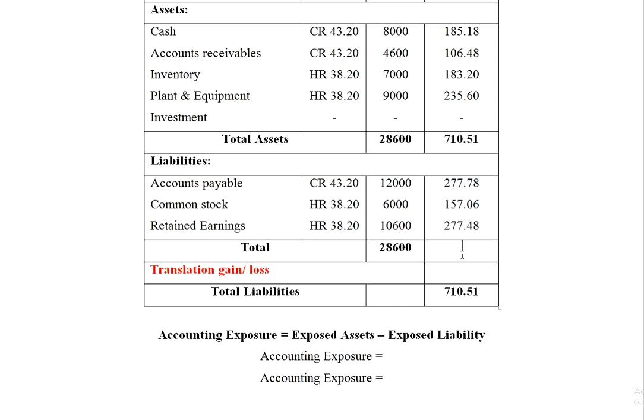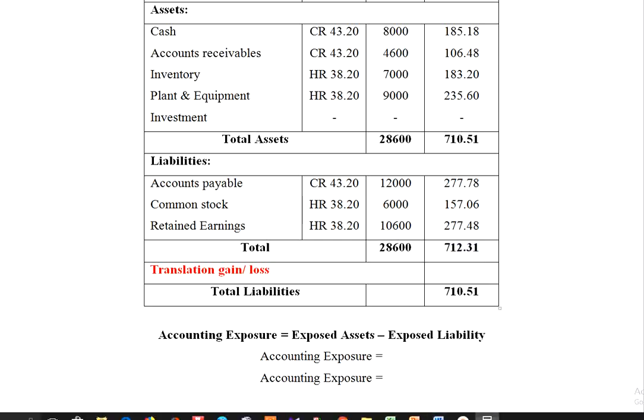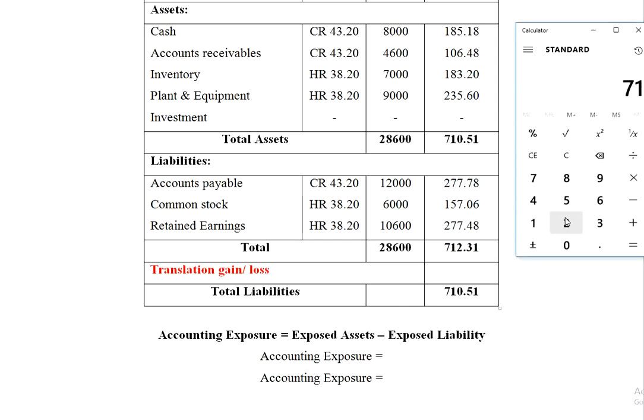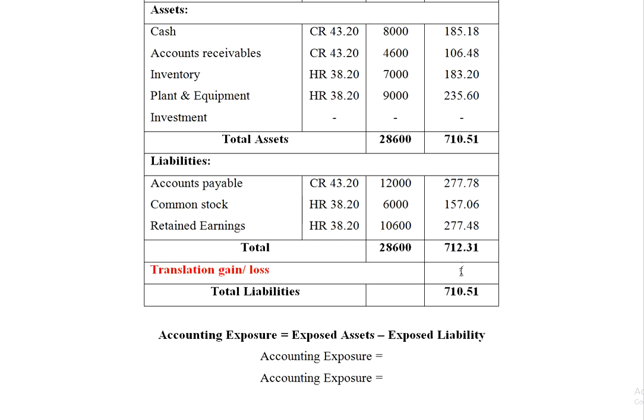It is going to be 712.31. You have to add three items for this. 712 is slightly higher than this 710. So if you deduct, 712.31 minus 710.51, it is going to be 1.8, the difference. You have to write this in brackets, 1.8, and this is not a gain because the liability is slightly higher. It is going to be a translational loss.